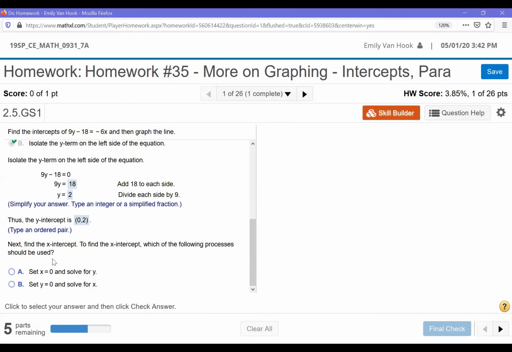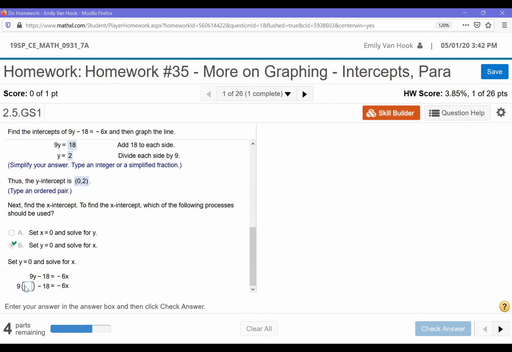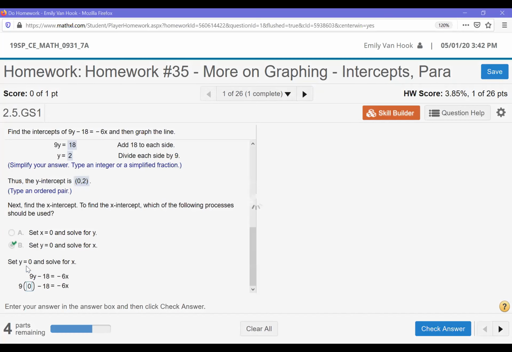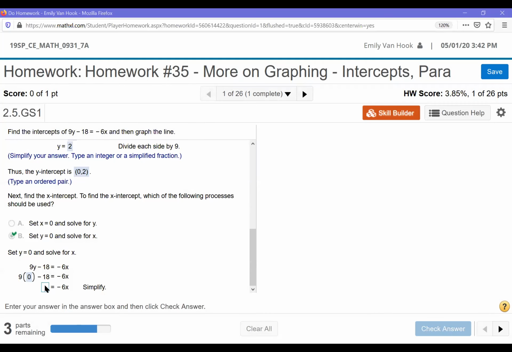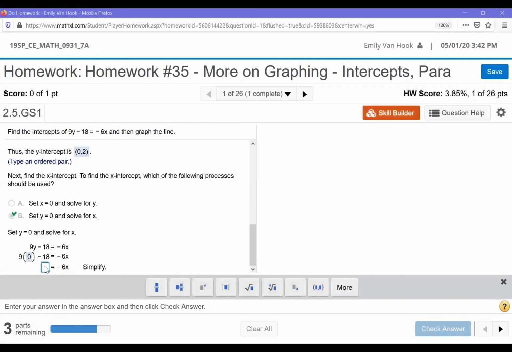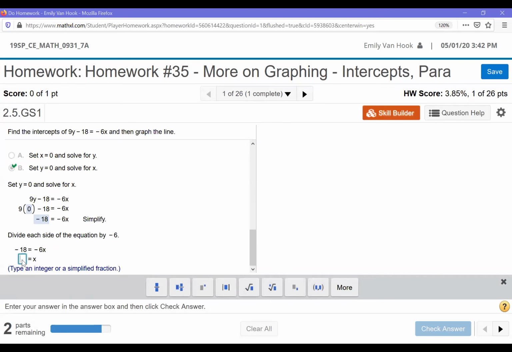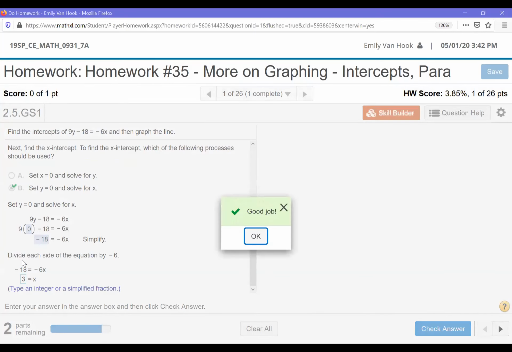Okay, now we're going to do it again for the x-intercept. So to find the x-intercept, we plug in 0 for y. So whichever intercept you're finding, plug in 0 for the other one. Okay, so we're going to do that. Plugging in 0 for y. Negative 18 is what's left. Now we'll divide both sides by negative 6, and we're going to get positive 3 for x.